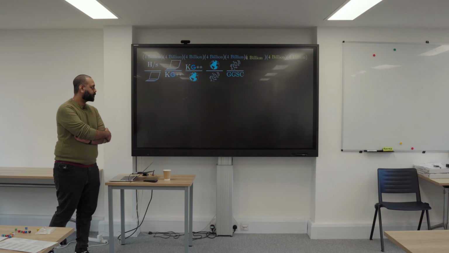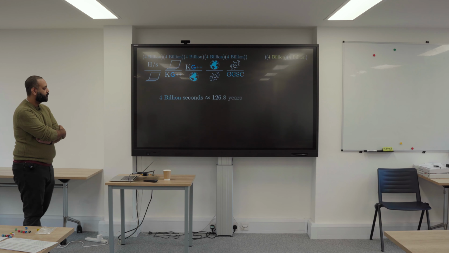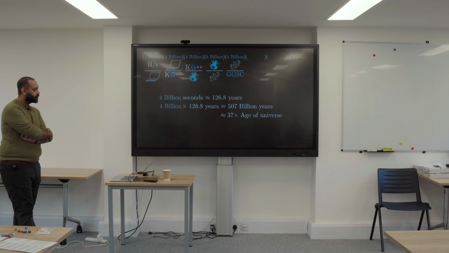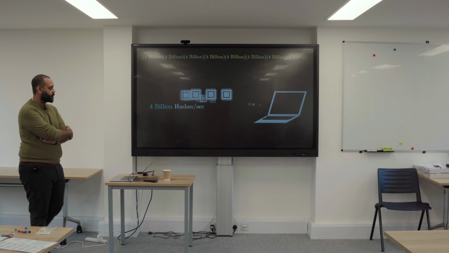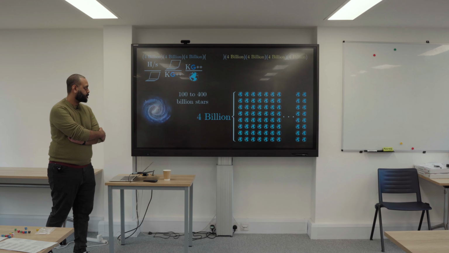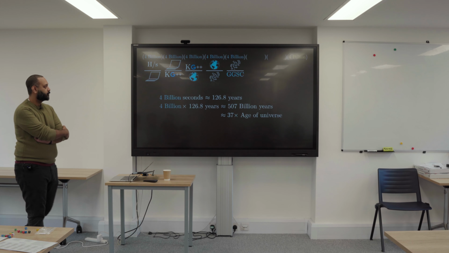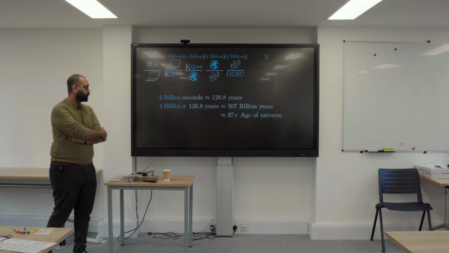Now, 4 billion seconds, that's about 126.8 years. 4 billion of those, well, that's 507 billion years, which is about 37 times the age of the universe. So even if you were to have your GPU-packed kilogoogle per person multiplanetary gigagalactic computer guessing numbers for 37 times the age of the universe, you would still only have a 1 in 4 billion chance of finding the correct guess.